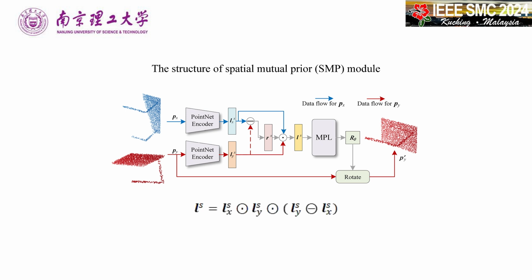Specifically, the SMP contains 2 encoders to extract the features of P_X and P_Y as L_X^S and L_Y^S. Then, these features are fused according to that formula. The fused feature L_S is fed into a multi-layer perceptron to generate a coarse rotation matrix R_0. The ground truth rotation matrix of the registration task is used as the supervision information for R_0. Through matrix multiplication, R_0 can rotate the point cloud P_Y to an orientation P_Y' similar to P_X, thereby providing better initialization for subsequent completion and registration operations.